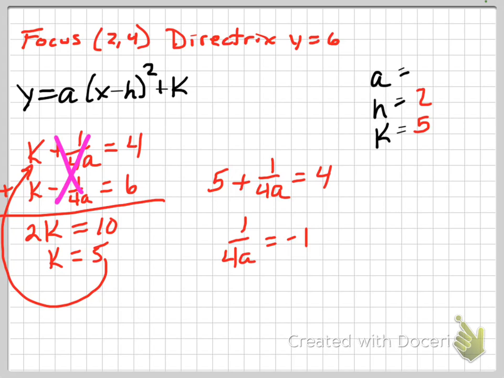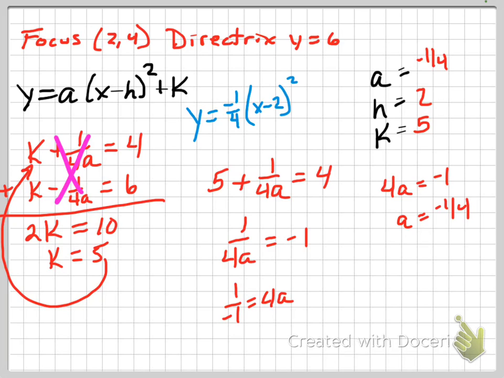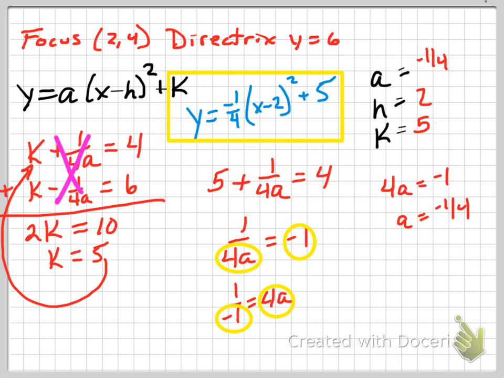Then I would do my little switching of the extremes, my denominator swap, whatever you want to call it. My 4a and my -1 would switch places. Then I have 4a equals 1 divided by -1, which is -1. And divide by 4. I get a is -1/4. So I have found the values for a, h, and k. I can just transfer those to an equation, and I have my answer.